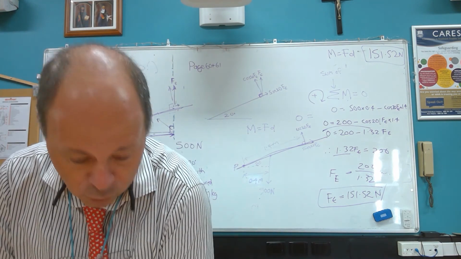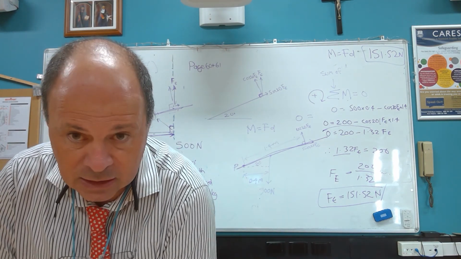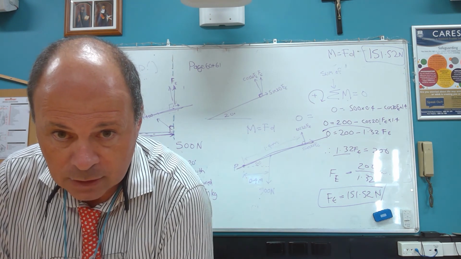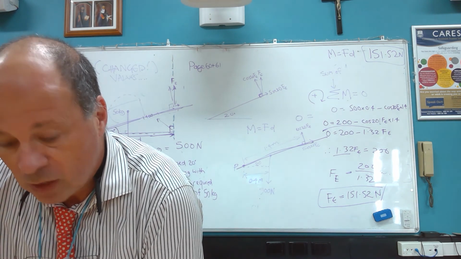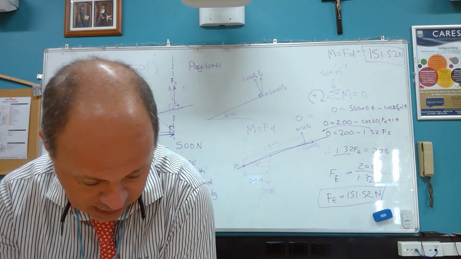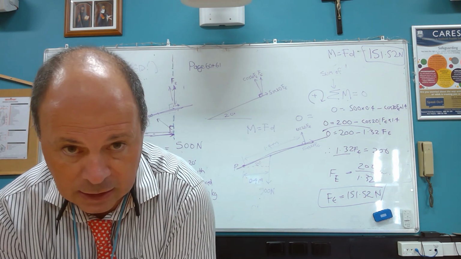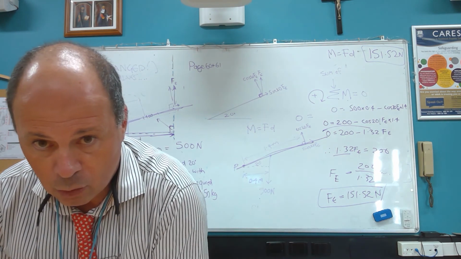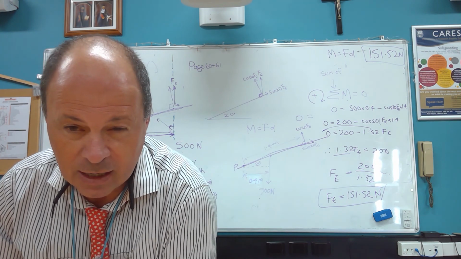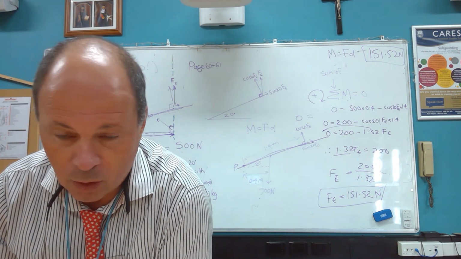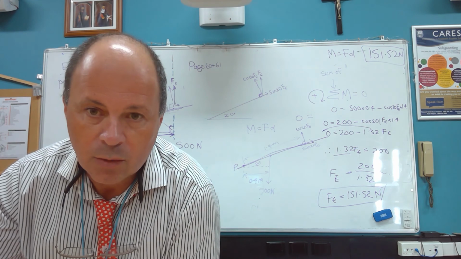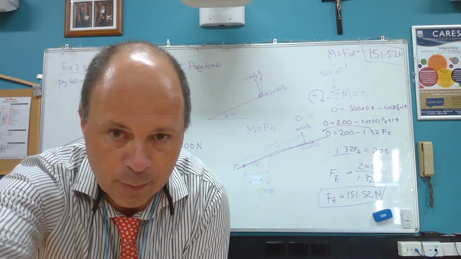But have a read of those two pages, pages 60 and 61 in Copeland, and have a crack at that example. And hopefully we will be on our way to understanding moments, and sum of moments clockwise and anti-clockwise. We have a situation of equilibrium.